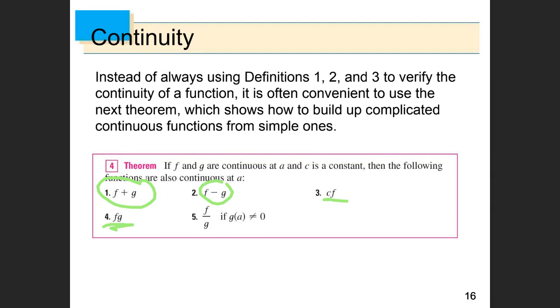And now the quotient, guys, there's an extra condition for the quotient. The quotient of two continuous functions is continuous, provided that the bottom piece, g of a, is not equal to 0, because you can't divide by 0. So whenever you're dealing with a quotient, you need to pay special attention to the fact that you can't divide by 0.